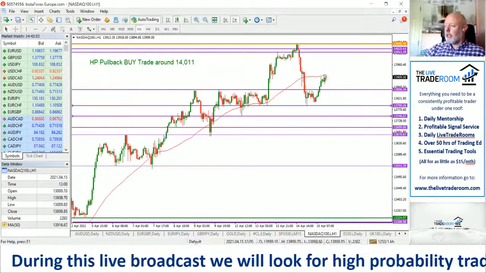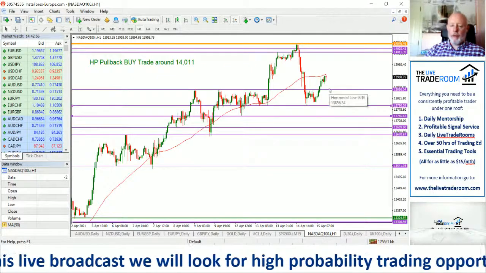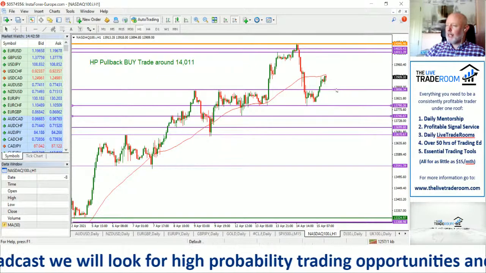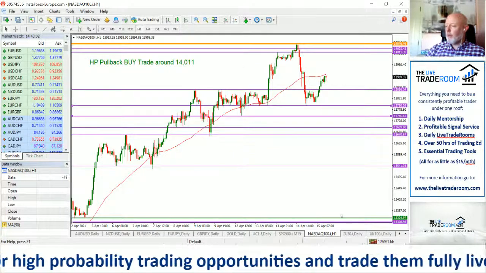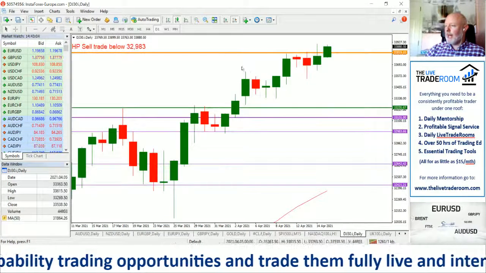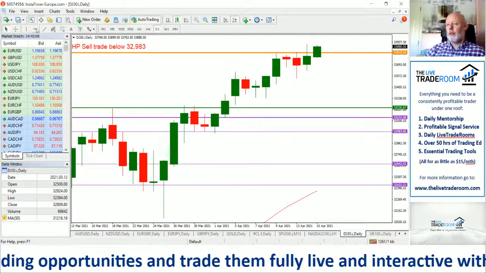Prices are just ticking to the upside. We'll see if we get a retest at this level, and then if we kick on to the upside. So we'll just play this as we see it almost.